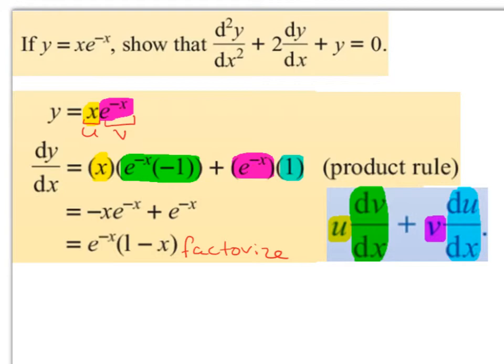Then we simplify. So we have x times e to the power of minus x times minus 1. So minus 1 times x is minus x, and then we just stick on the e to the power of minus x. And then e to the power of minus x times 1 is e to the power of minus x. And we notice that we have e to the power of minus x common to both, so we factorize. So e to the power of minus x into e to the power of minus x goes once. And e to the power of minus x into minus x e to the power of minus x leaves us with minus x. So you could have had these the other way around if you wanted.